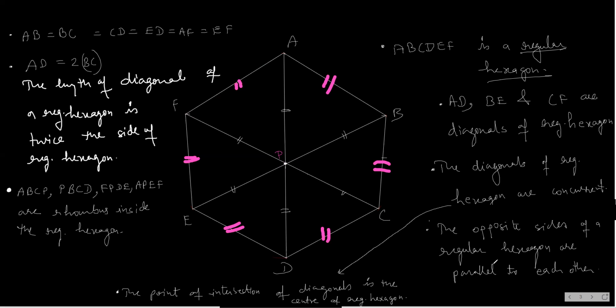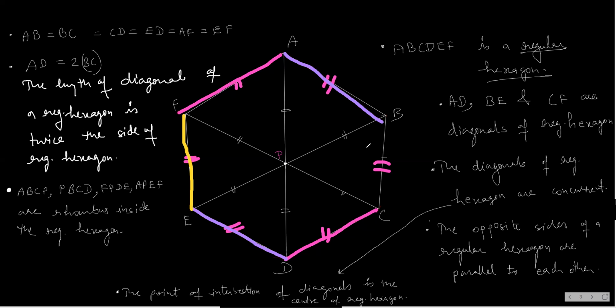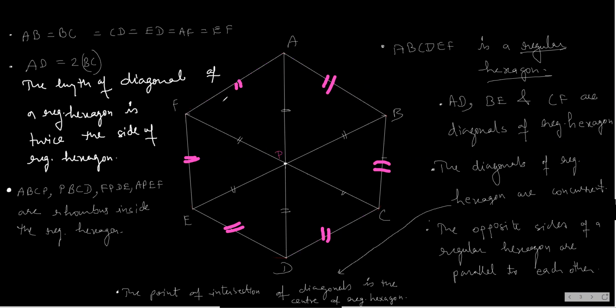Okay. Then the opposite sides of a regular hexagon are parallel. See, opposite sides. So this AF is opposite to CD. They are parallel. Then we have AB, which is opposite to ED. They are parallel. And we have EF, which is parallel to BC. So the opposite sides are parallel. We saw that. Then all the sides are equal. Then we saw that the length of any of these diagonals is double the side of the regular hexagon. And then I showed you some of the rhombus. Okay, you can copy this.